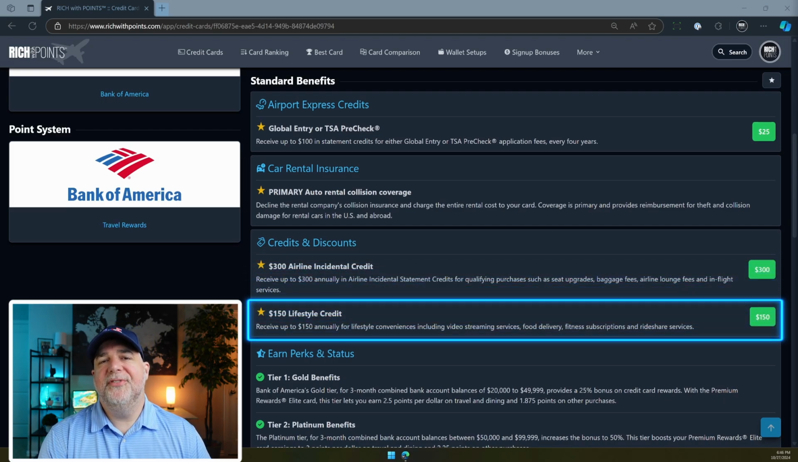And then we have the $150 lifestyle credit. This one is amazing. Anything video streaming services, food delivery, fitness subscriptions, ride sharing services, any of those code for those things, you get up to a $150 credit. So that's actually great. I just wish the airline credit was the same.